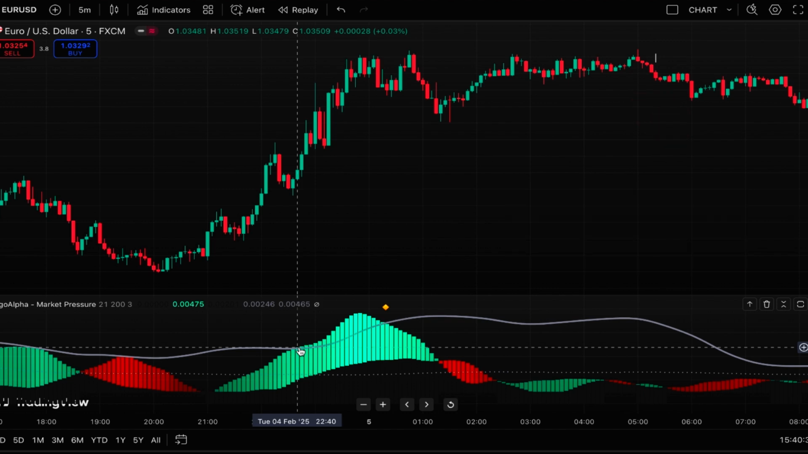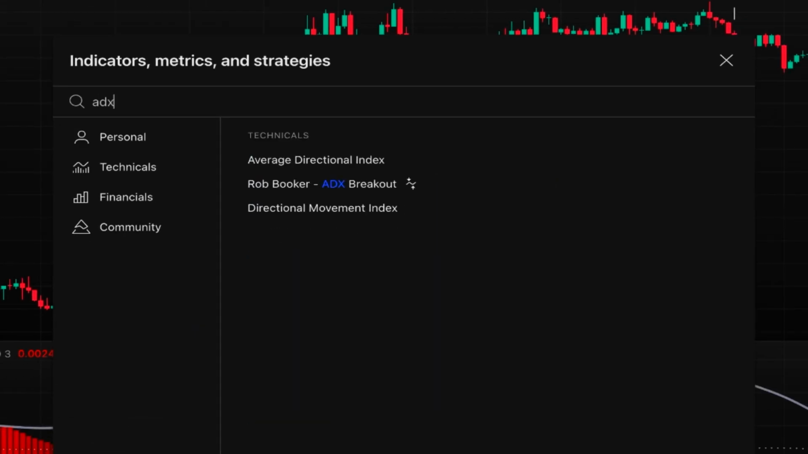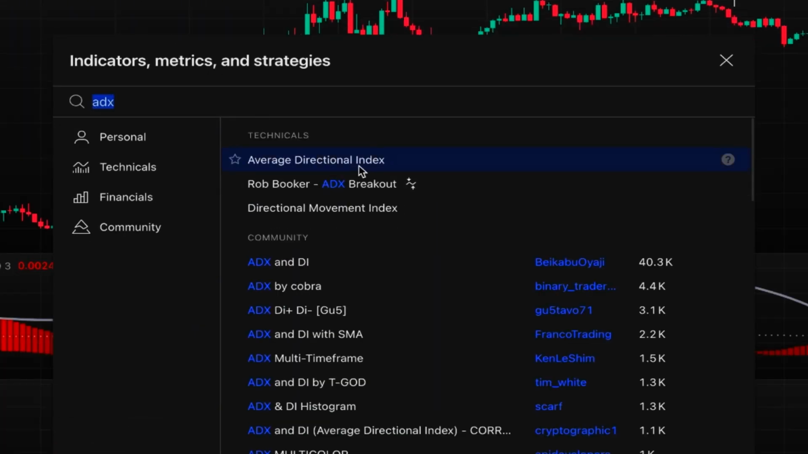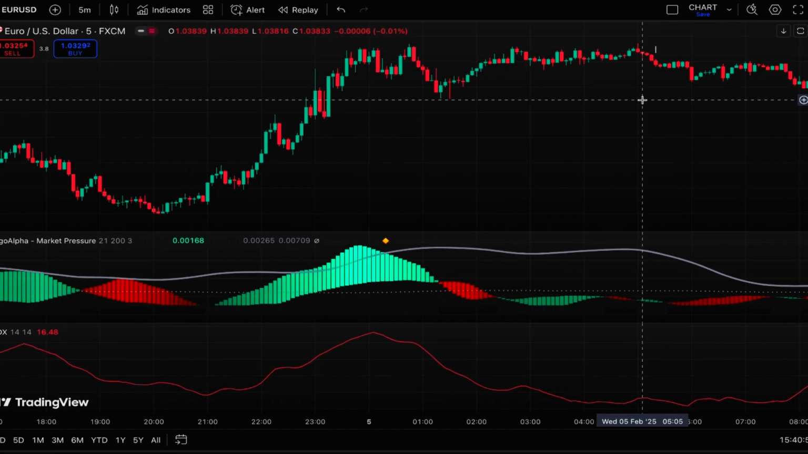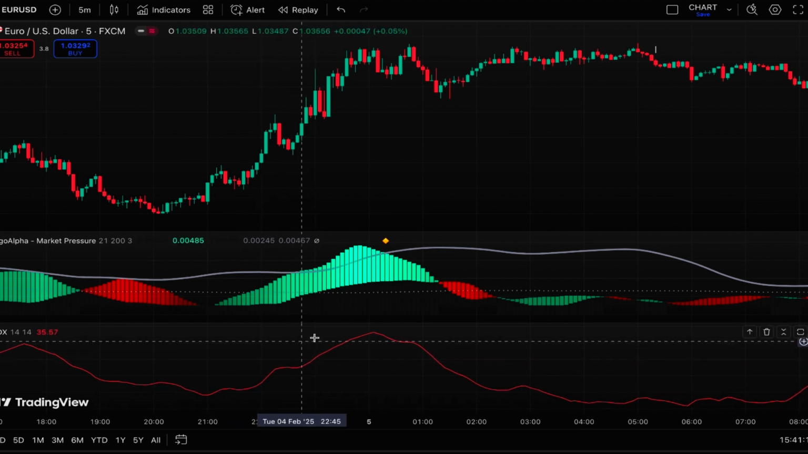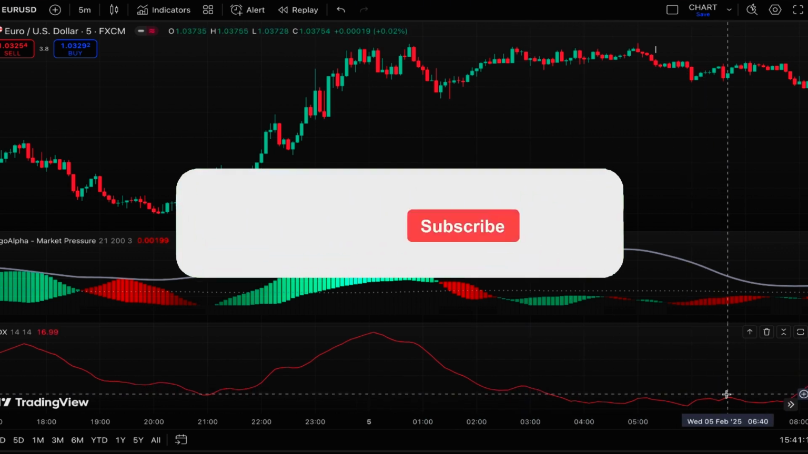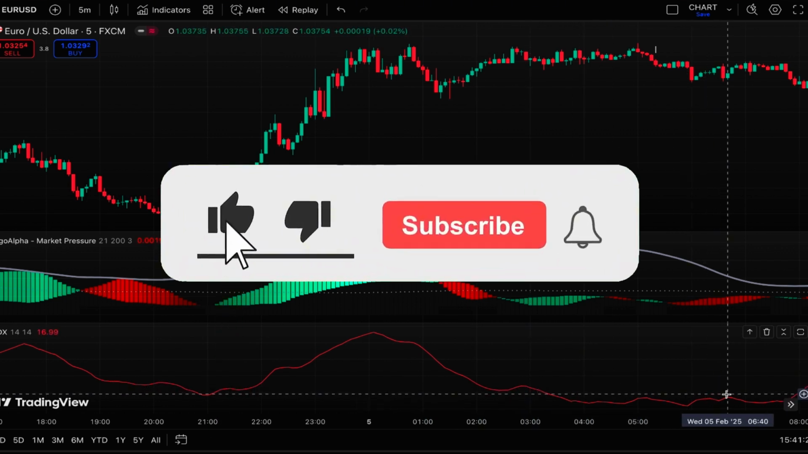To make your analysis even more accurate, you can add another indicator like ADX, this one, average directional index, and use them together so you can have better insight on what is happening in the market. As you know, ADX is an indicator that can help you with trending and non-trending market. When it is above 20, the market is trending, and when it is below 20, the market is not trending. It doesn't give any information about direction. It only tells you if the market is trending or not trending.